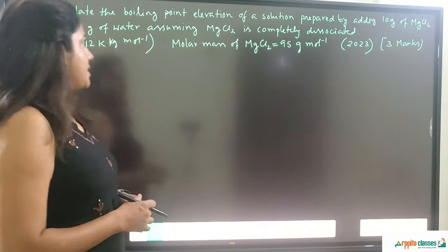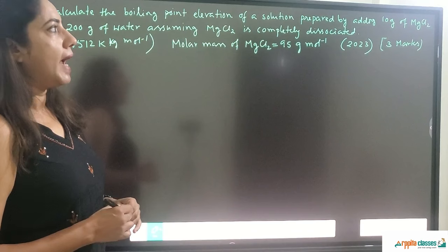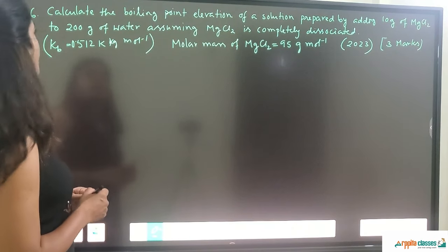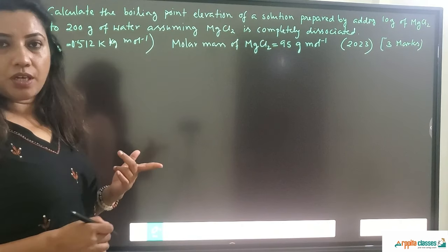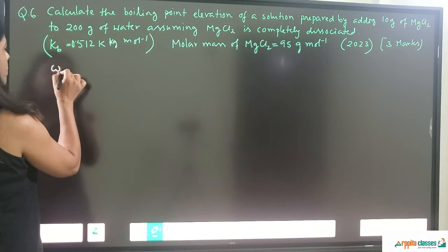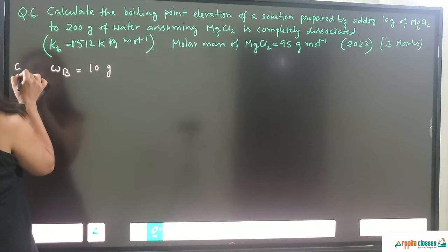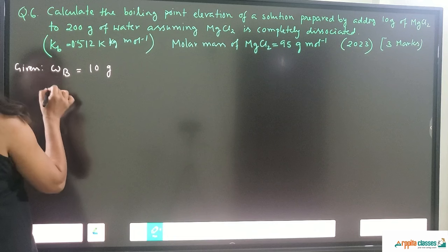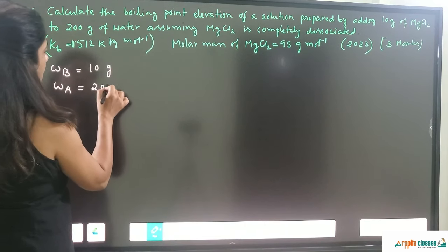Let's start with question number 6. Calculate the boiling point elevation of a solution prepared by adding 10 gram of MgCl2 to 200 gram of water. So it is very clear that 10 gram is the solute and 200 gram is the water. So 10 gram should be denoted by Wb. This is given. And it is dissolved in Wa, that is, weight of solvent is 200 gram here.